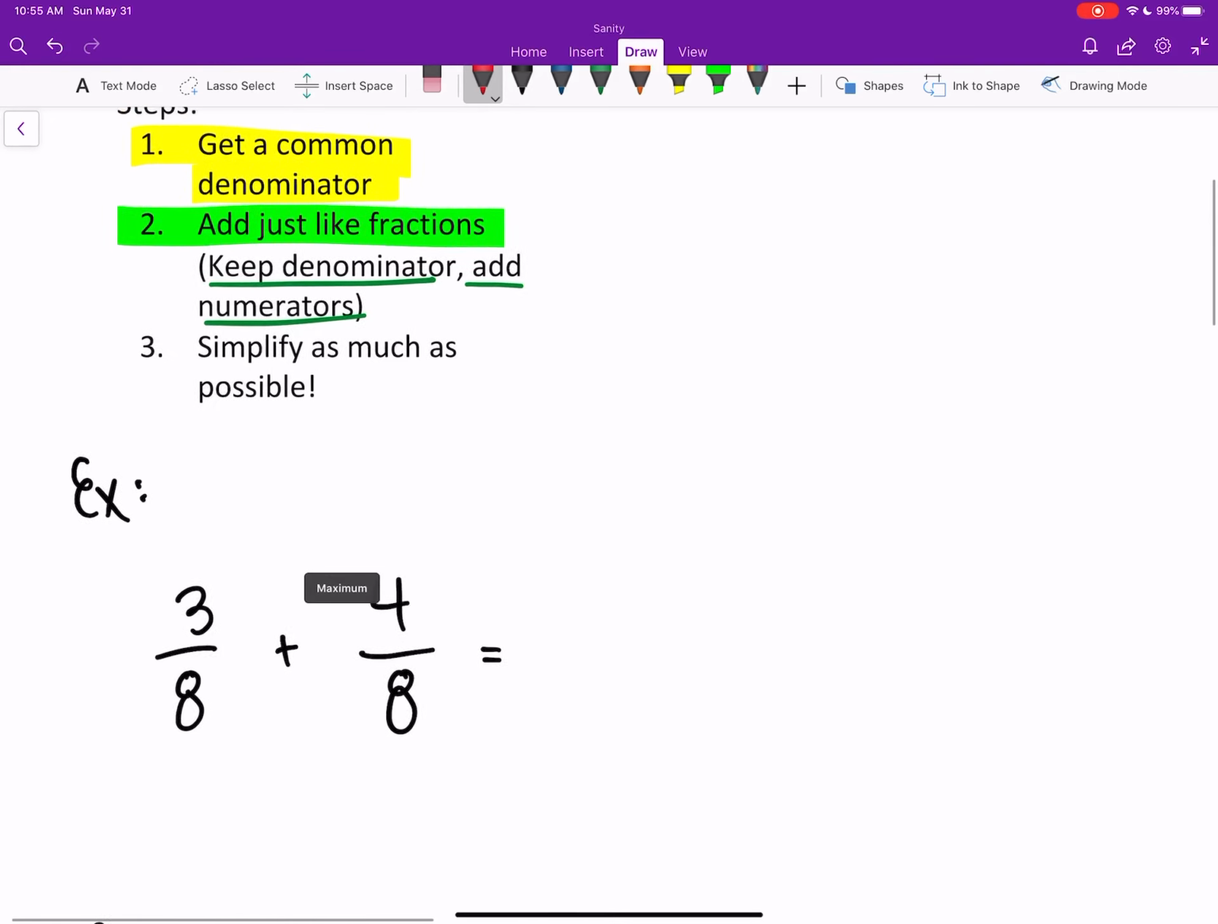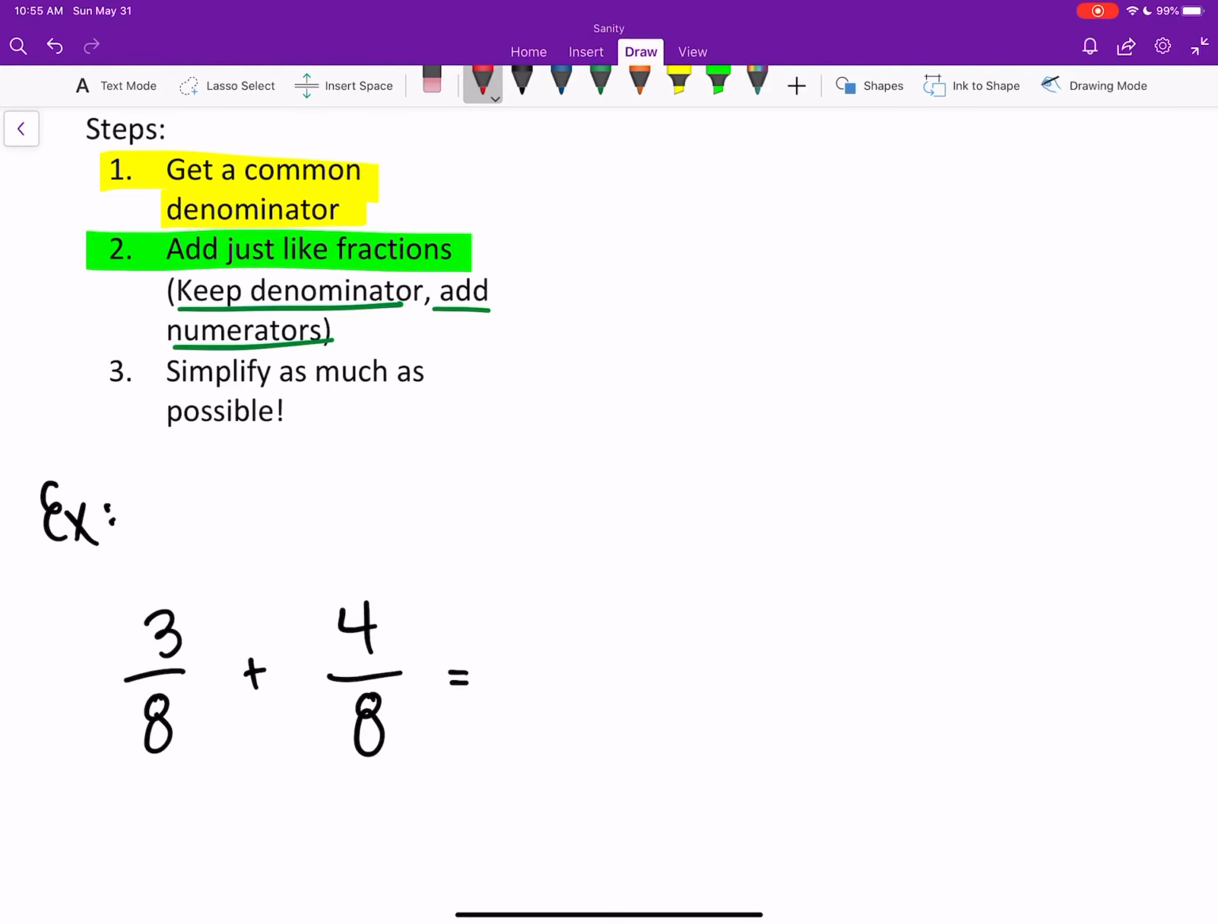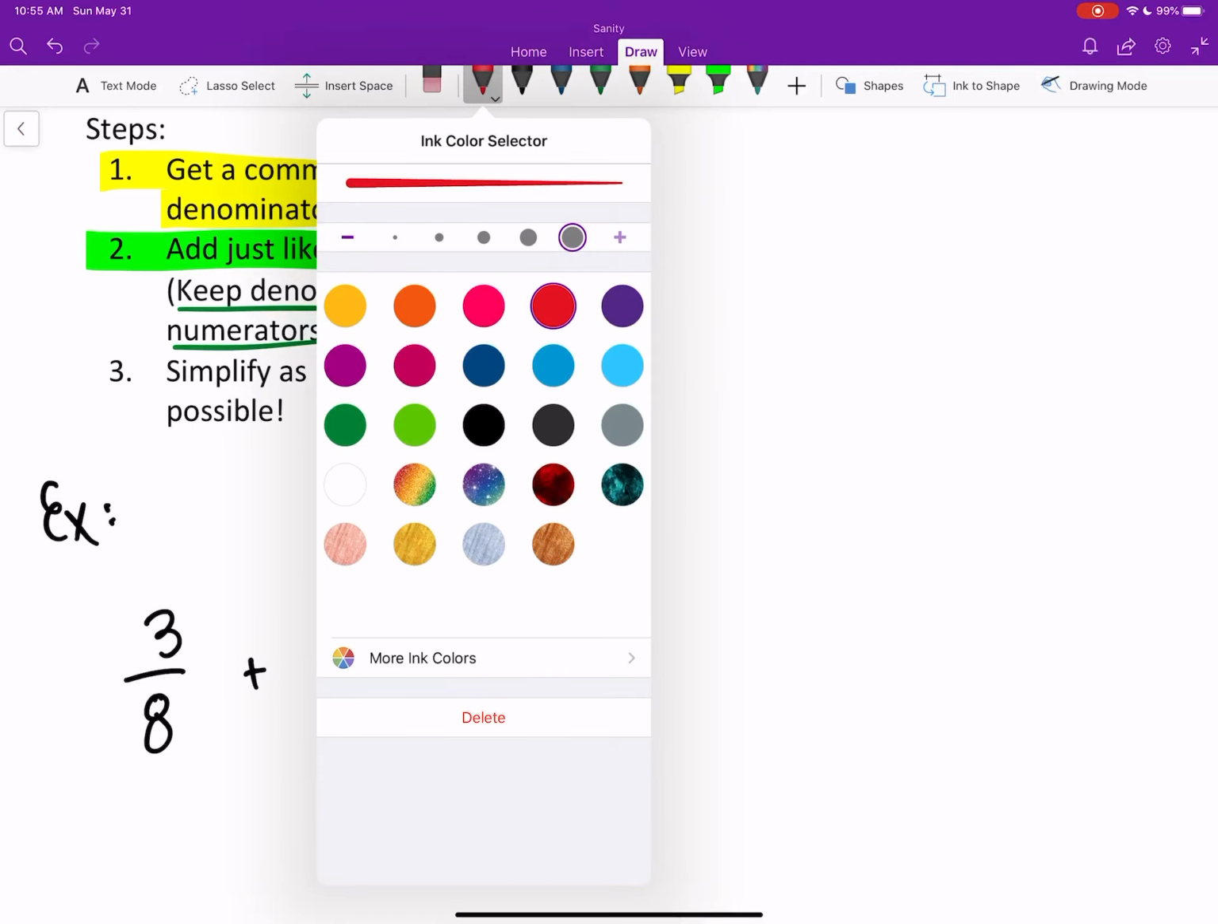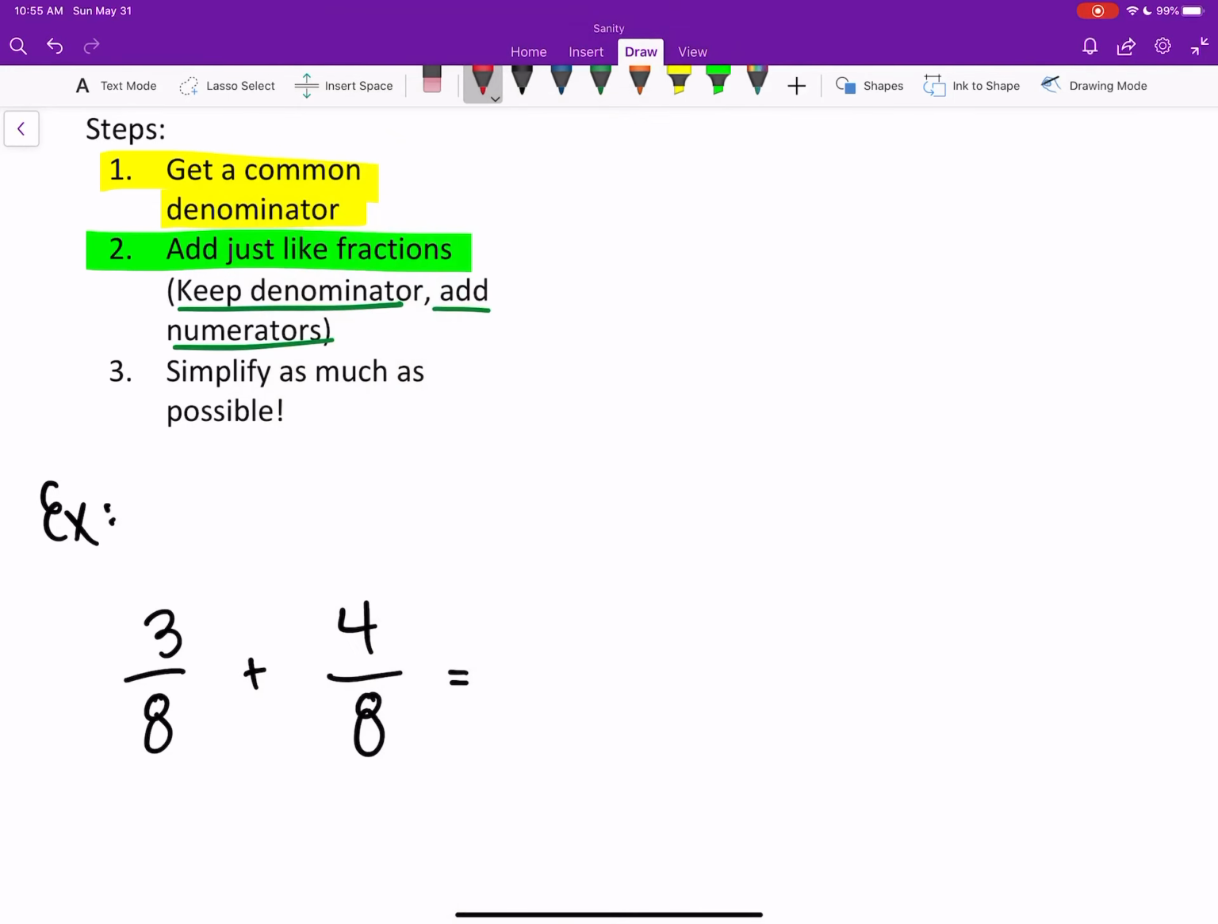Step 1, I'm just looking at this fraction one. Step 1 would be get a common denominator. Well, that's already done, right? I have the same denominator of 8 in both fractions. My second step would be to add just like regular fractions. Same thing you've done forever. Keep the same denominator, 8, and then just add the numerators. So this is really 3 plus 4 over 8, which is just 7 over 8. All right, that was not too bad.